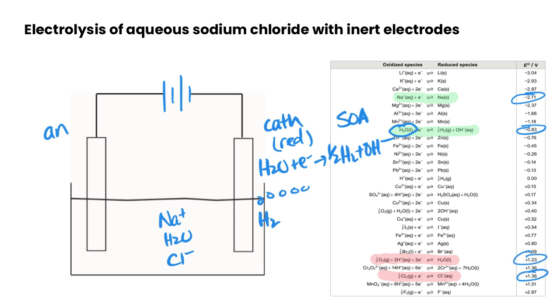So you got 1.23 and 1.36. So they're a lot closer together. It's not as clear-cut of an answer at this particular anode.